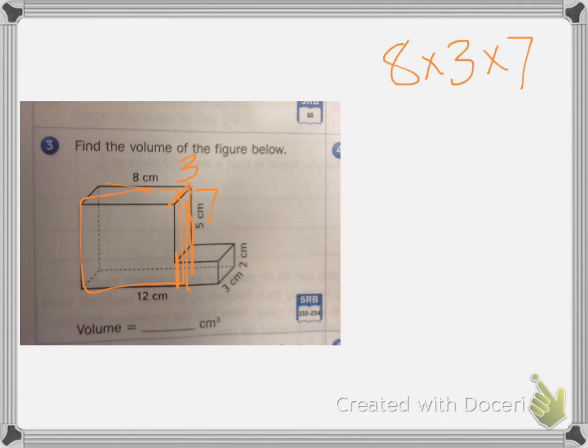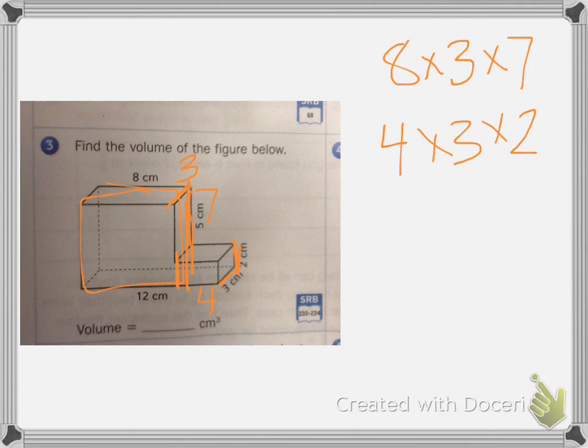Then for the second part right here, I know I have 3, I know I have 2, and then since this is 8 and this is 12, this must be 4. So 4 times 3 times 2. So then I have to figure out the volumes of each one and add them together.